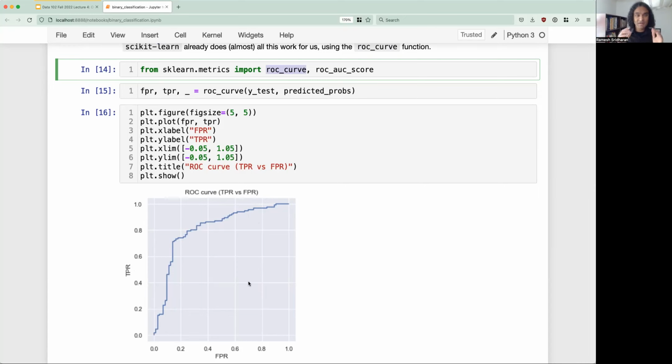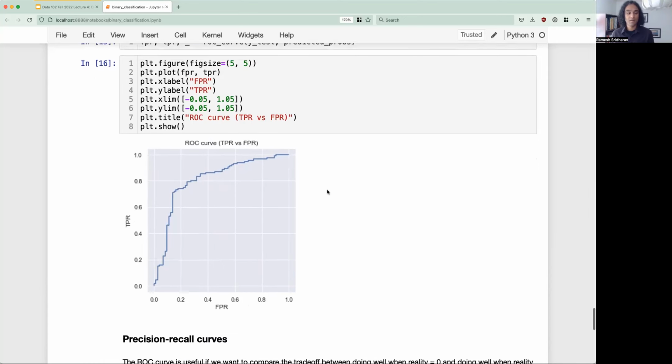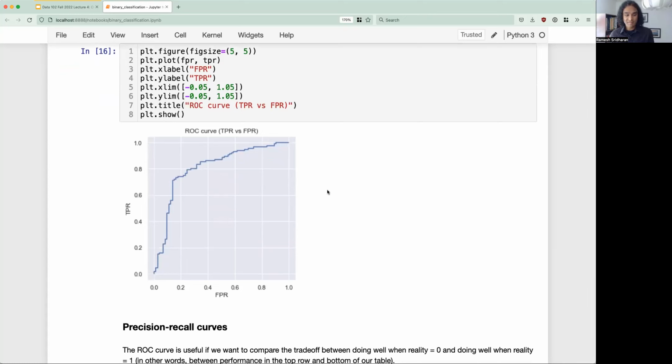The better your classifier, the further up and to the left this will be. The worse your classifier, the closer this will be to a diagonal line. So that's an ROC curve.